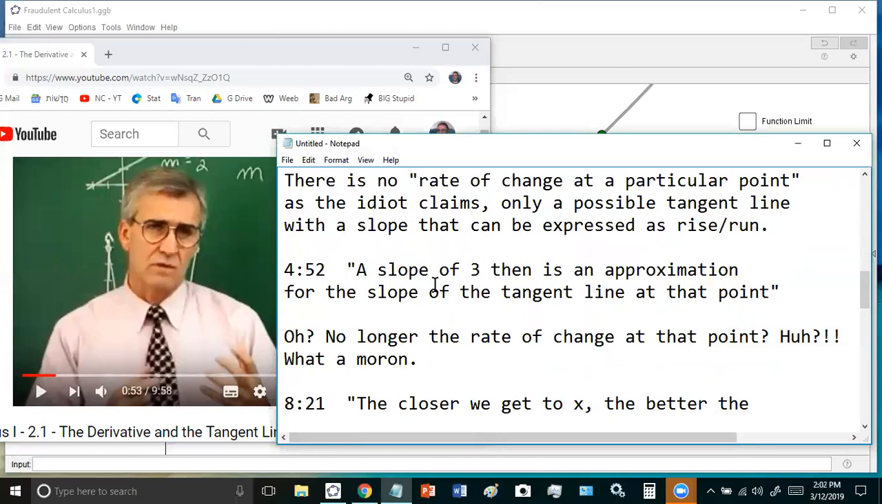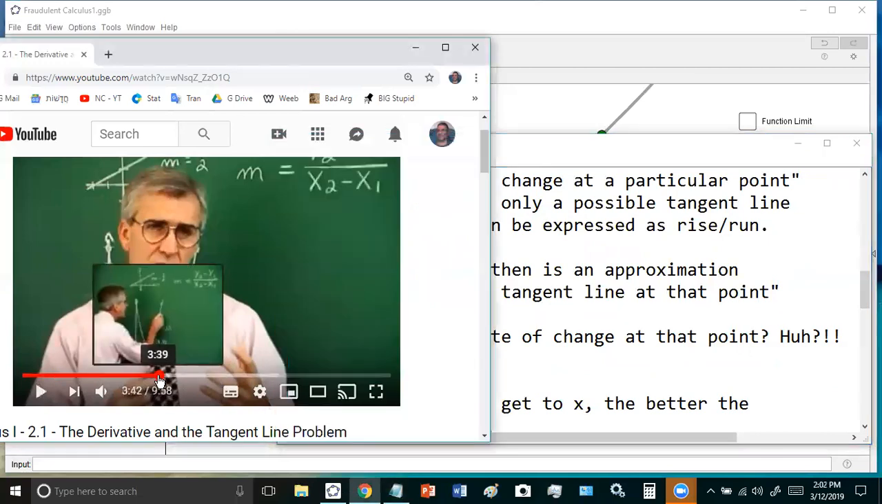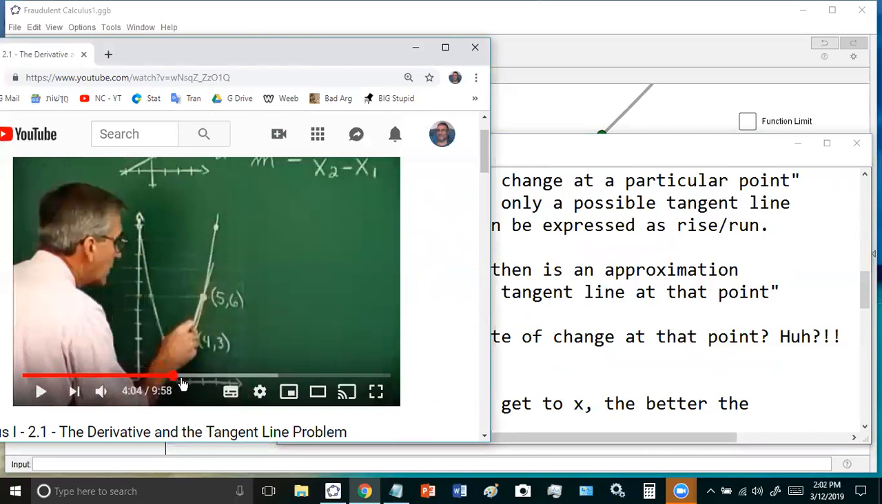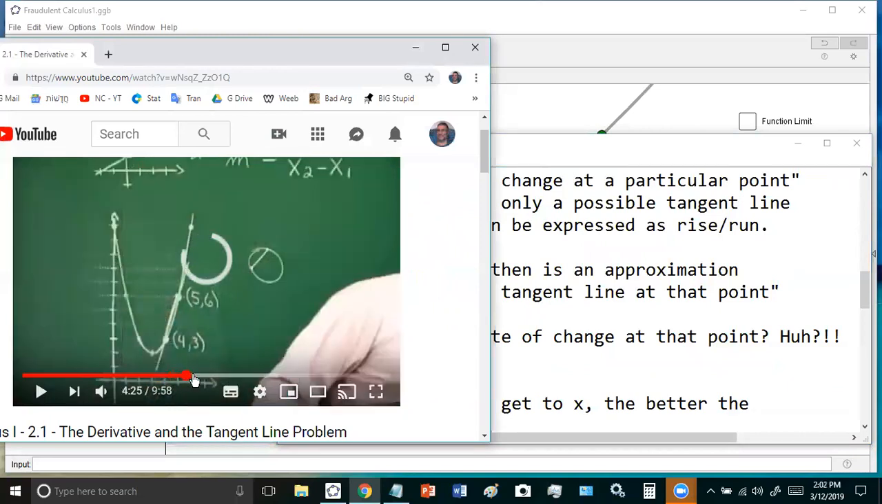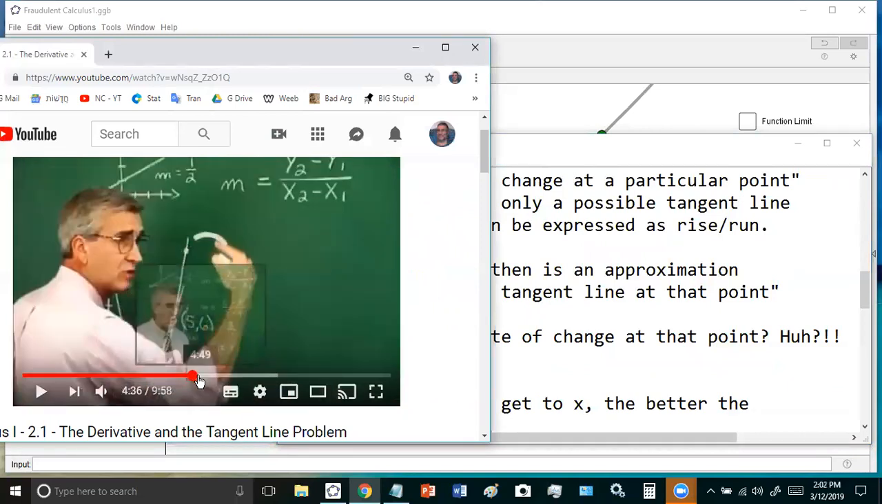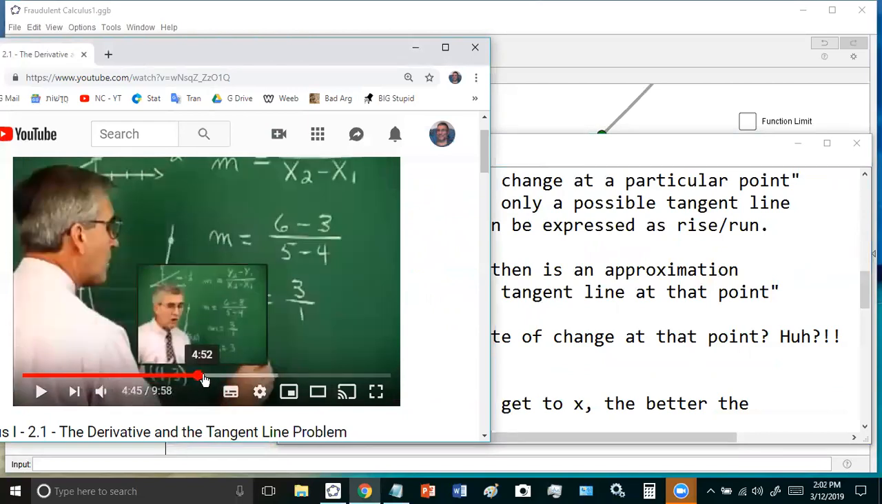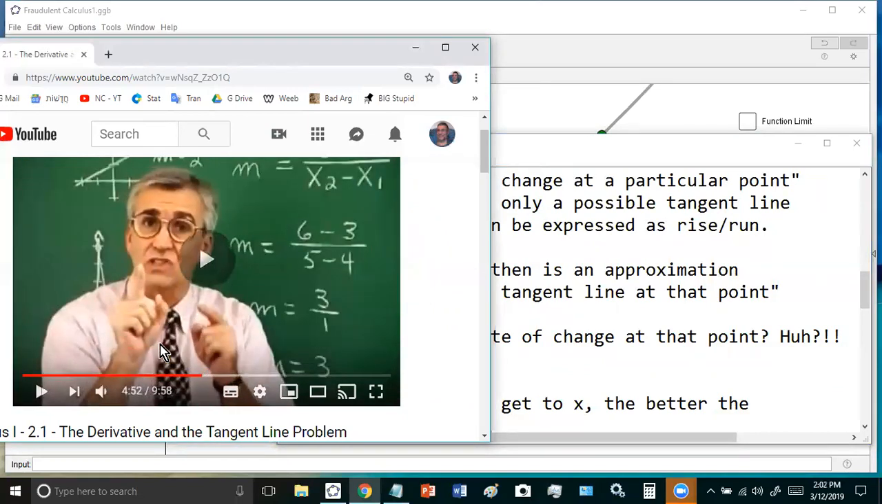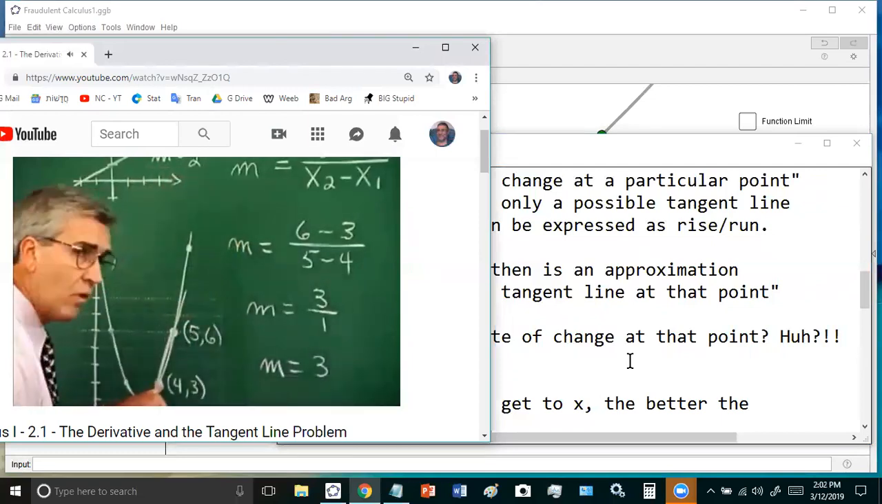Now at 4:52, he says the slope of 3 is then an approximation for the slope of the tangent line at the point. Oh dear. So let's just watch that quickly. 4:52 is here. Let's get there. So 4:52, here goes. Slope of the tangent line at that point.